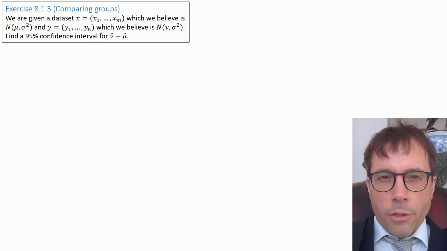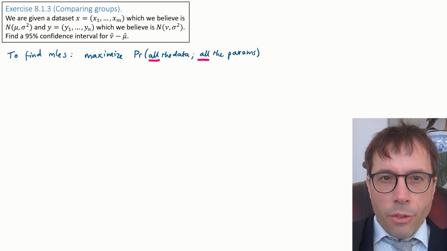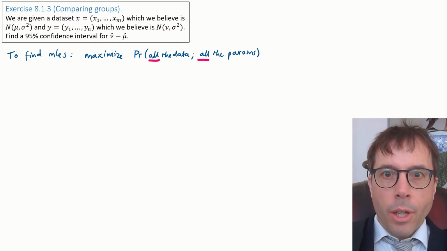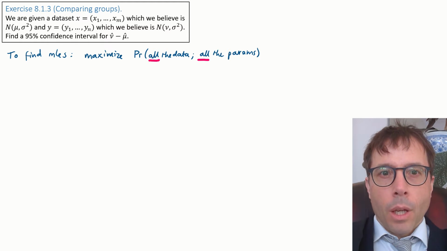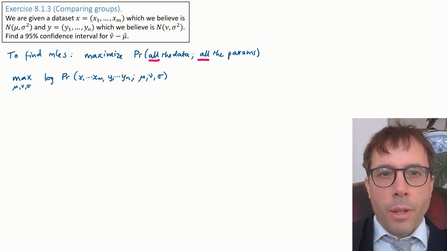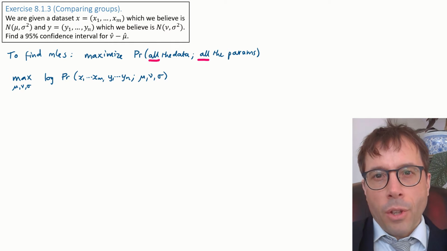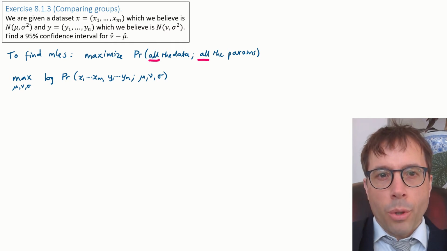Actually, I said something misleading. I said we're given two datasets, x and y. What I should have said is we're given a dataset consisting of some x values and some y values. When we do maximum likelihood estimation, we should always write it out in full as the likelihood of all the data given all the parameters. Here, all the data means all the x's and all the y's, and all the parameters means all three of them, mu, nu, and sigma.